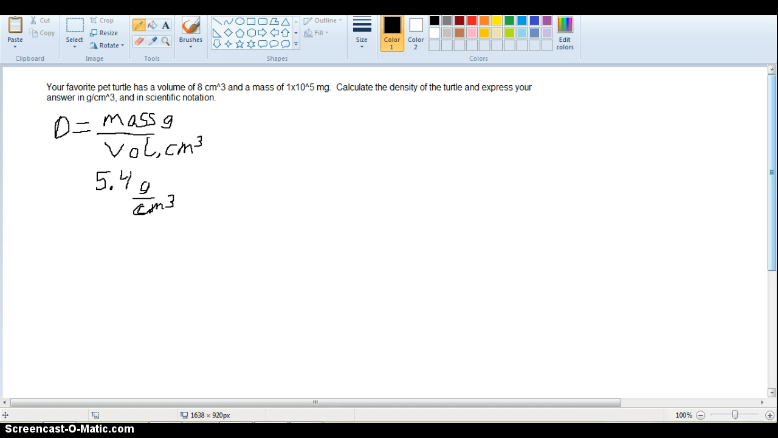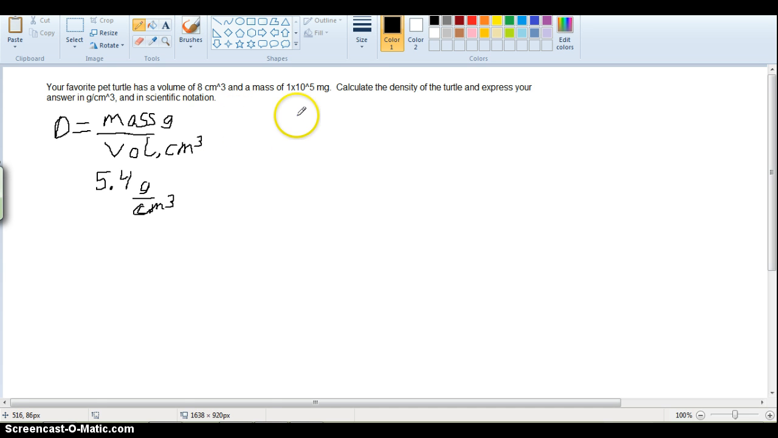So in our example here, we have a favorite pet turtle. The turtle has a volume of 8 centimeters cubed and a mass of 1 times 10 to the 5th milligrams. We want to calculate the density of the turtle and express your answer in grams per centimeter cubed, and in scientific notation. So we want to make sure we write our answer in scientific notation. Now since it's a turtle, he has skin and a shell, so this would be the average density of the turtle.